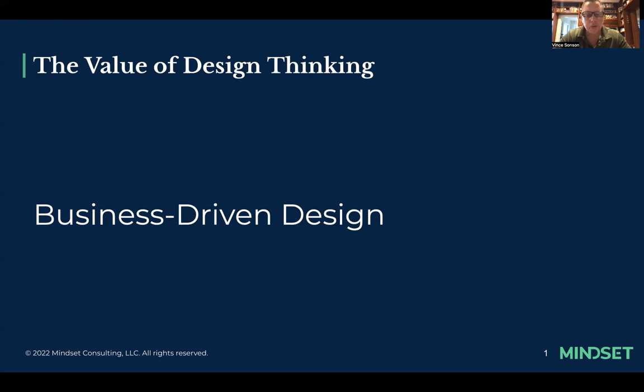And so in that spirit, we've decided we want to refer to what we're doing as business-driven design, because our focus is always on business outcomes and not on outputs, not on feature functionality, but on delivering business outcomes.